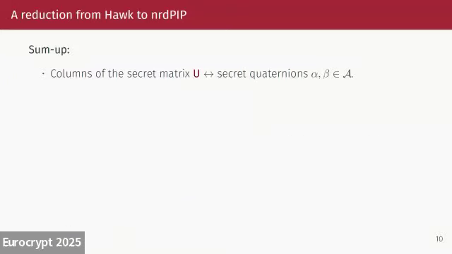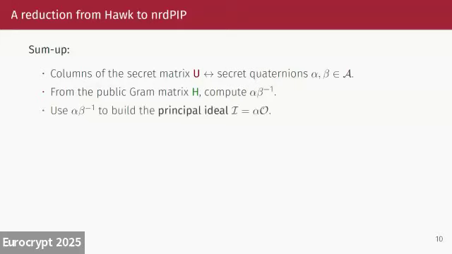Okay, so to sum up, the idea was to see the columns of the secret matrix U as quaternions, alpha and beta. From the public Gram matrix H, we're able to compute alpha beta inverse. And from alpha beta inverse, we can build the principal ideal generated by alpha.